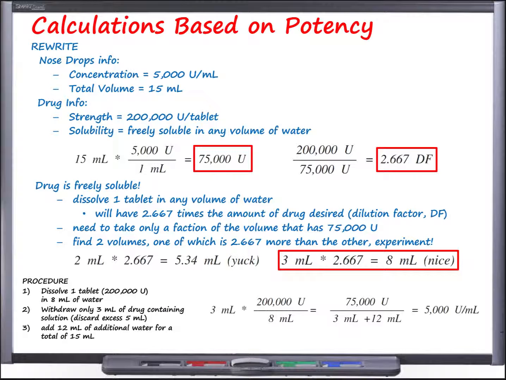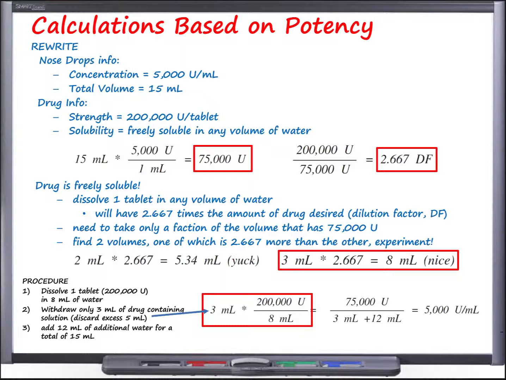So I know this is a little confusing, so let me go through the procedure, and then we'll check the procedure by doing the math to show that it works. The first step in the procedure would be to dissolve one tablet that contains 200,000 units in 8 mils of water. And that's where that is here in this formula. We said one tablet has 200,000 units, and we're going to put that in our larger volume, which we said was 8 milliliters. That's the proportion of 200,000 over 8 milliliters. So we're going to do that. But we don't want all 8 milliliters. That has too much drug. We said that we're going to take only 3 milliliters out of that 8 mils.